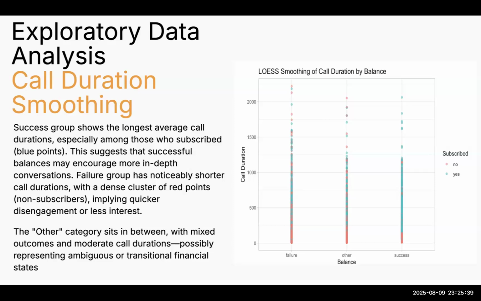up to 1200 seconds. So like my teammate has said, we want to look at duration in our modeling, and we also want to look at this previous campaign outcome. Both of these will play a good role in our model going forward.